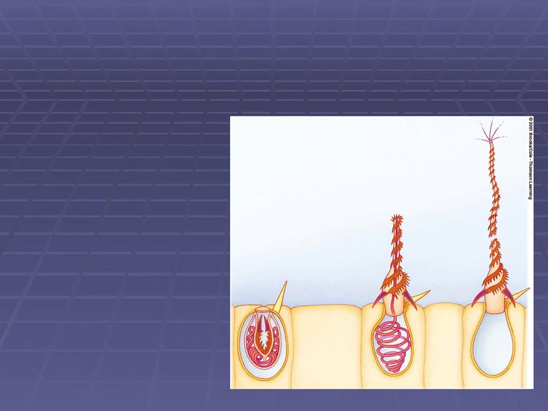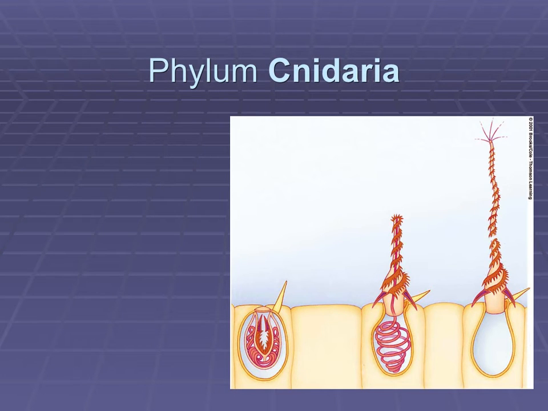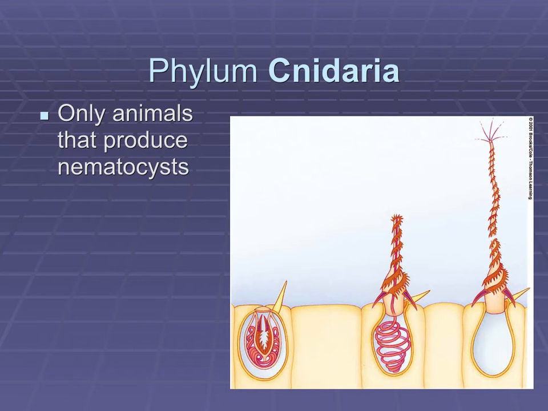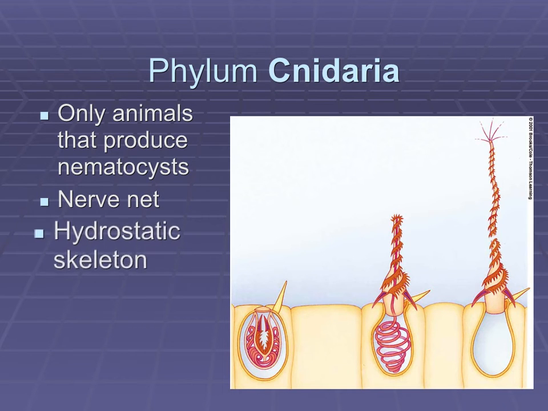Now, if we look at the next one we're going to talk about, phylum Cnidaria, right? They're the only animals that produce nematocytes. Nematocytes are stinging cells. They're cells unique to Cnidaria that make them effective predators. They are used for prey capture and defense. They are near the epidermal cells. They produce many types of venomous organelles. Okay, so these nematocytes are used to attack and capture prey. They have a nerve net, they have a hydrostatic skeleton, and they have a sac-like gut.